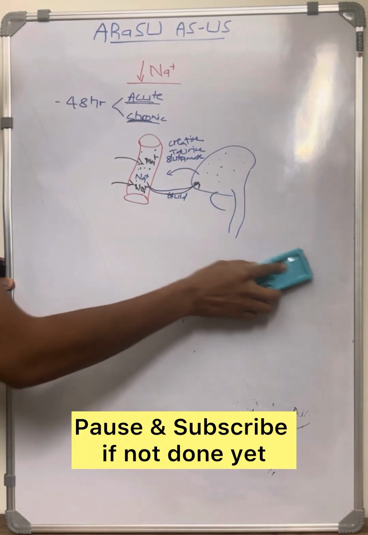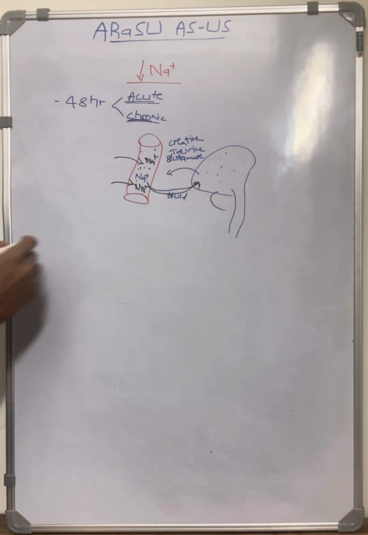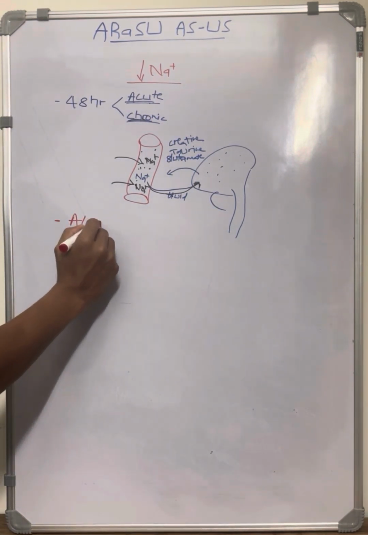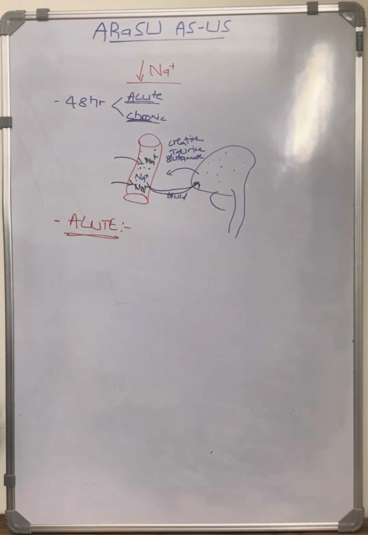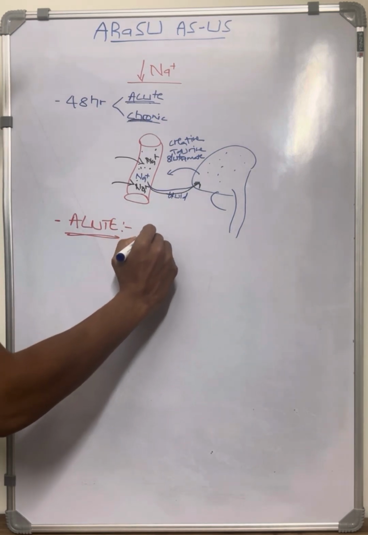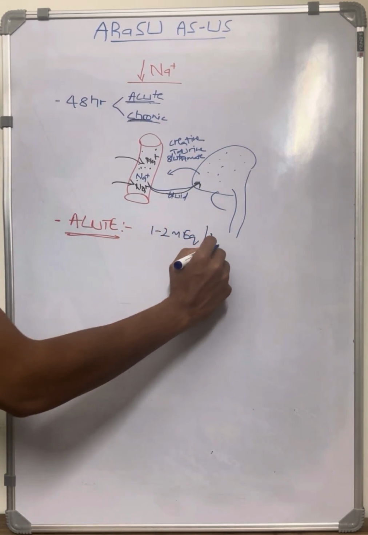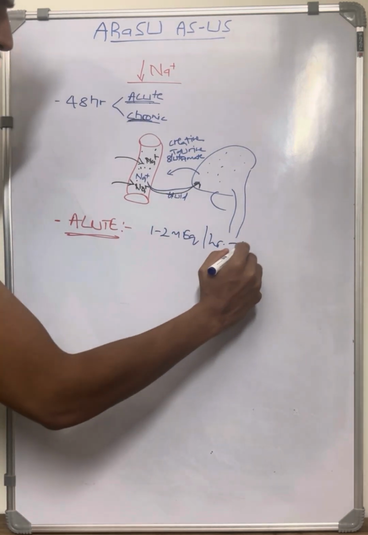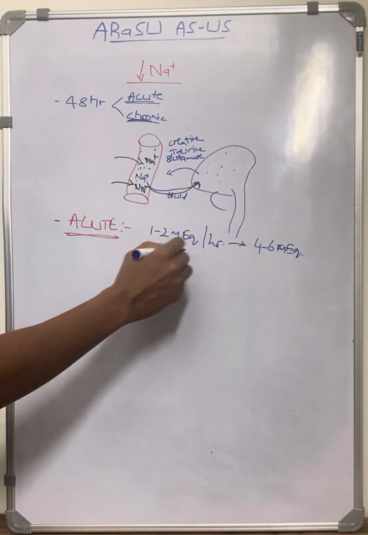So now we will discuss correction of hyponatremia. Again, we will consider acute first. Here we can be aggressive in correcting hyponatremia. We can correct 1 to 2 milliequivalents of sodium every hour, up to about 4 to 6 milliequivalents. So this we can do rapidly.